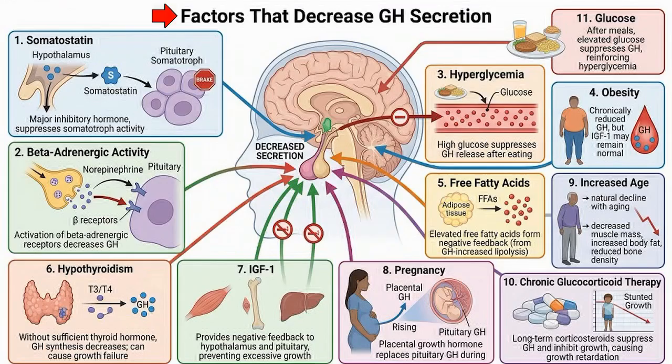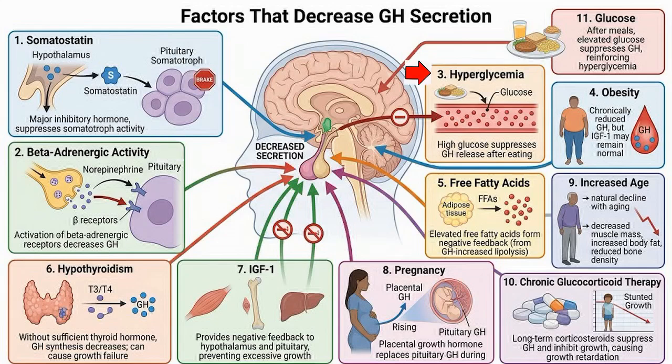Factors that decrease GH secretion. 1. Somatostatin. Somatostatin is the major inhibitory hormone for GH secretion. It is produced by the hypothalamus and directly suppresses somatotroph activity. Think of somatostatin as the physiological brake on GH secretion. 2. Beta-adrenergic activity. Activation of beta-adrenergic receptors decreases GH secretion.